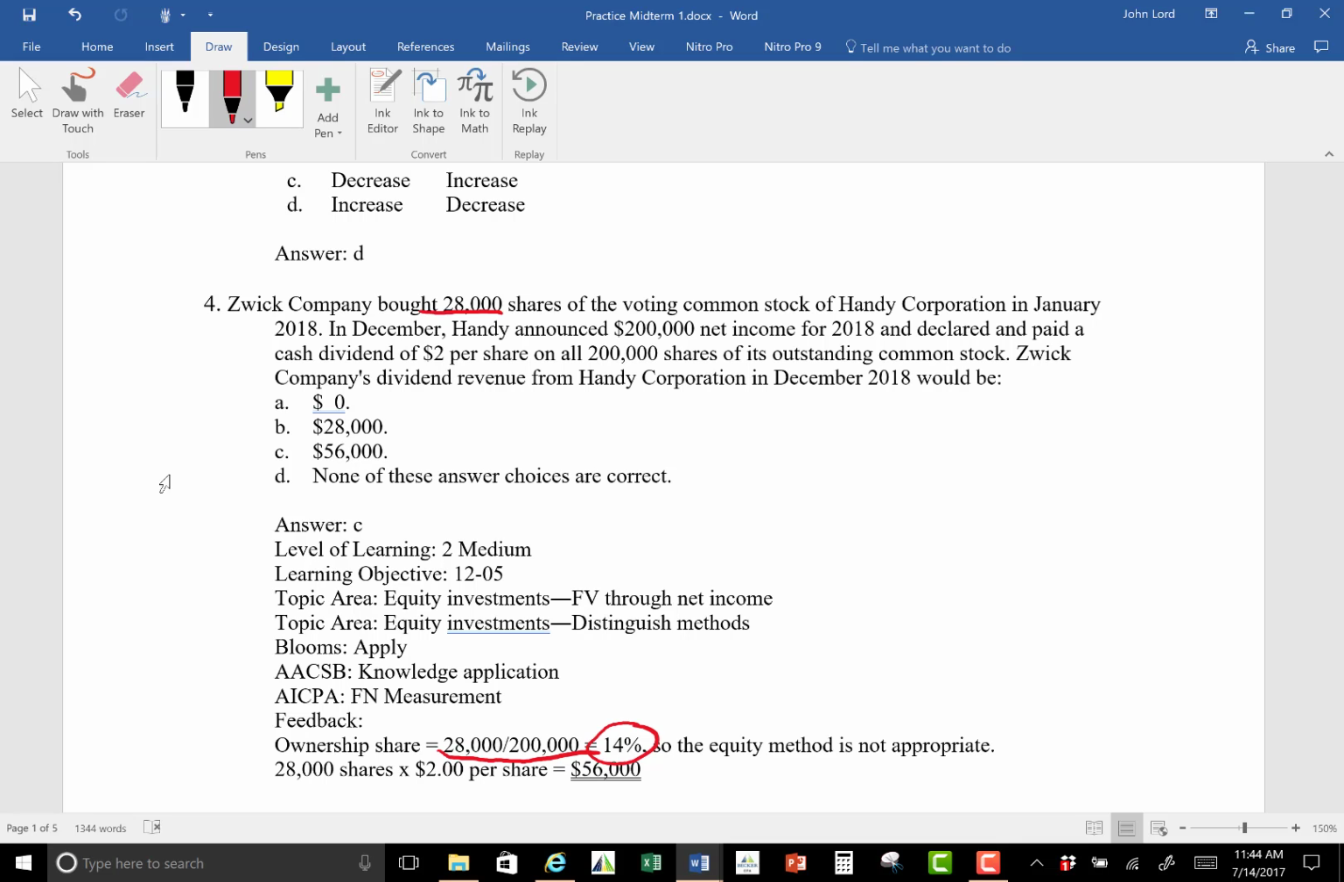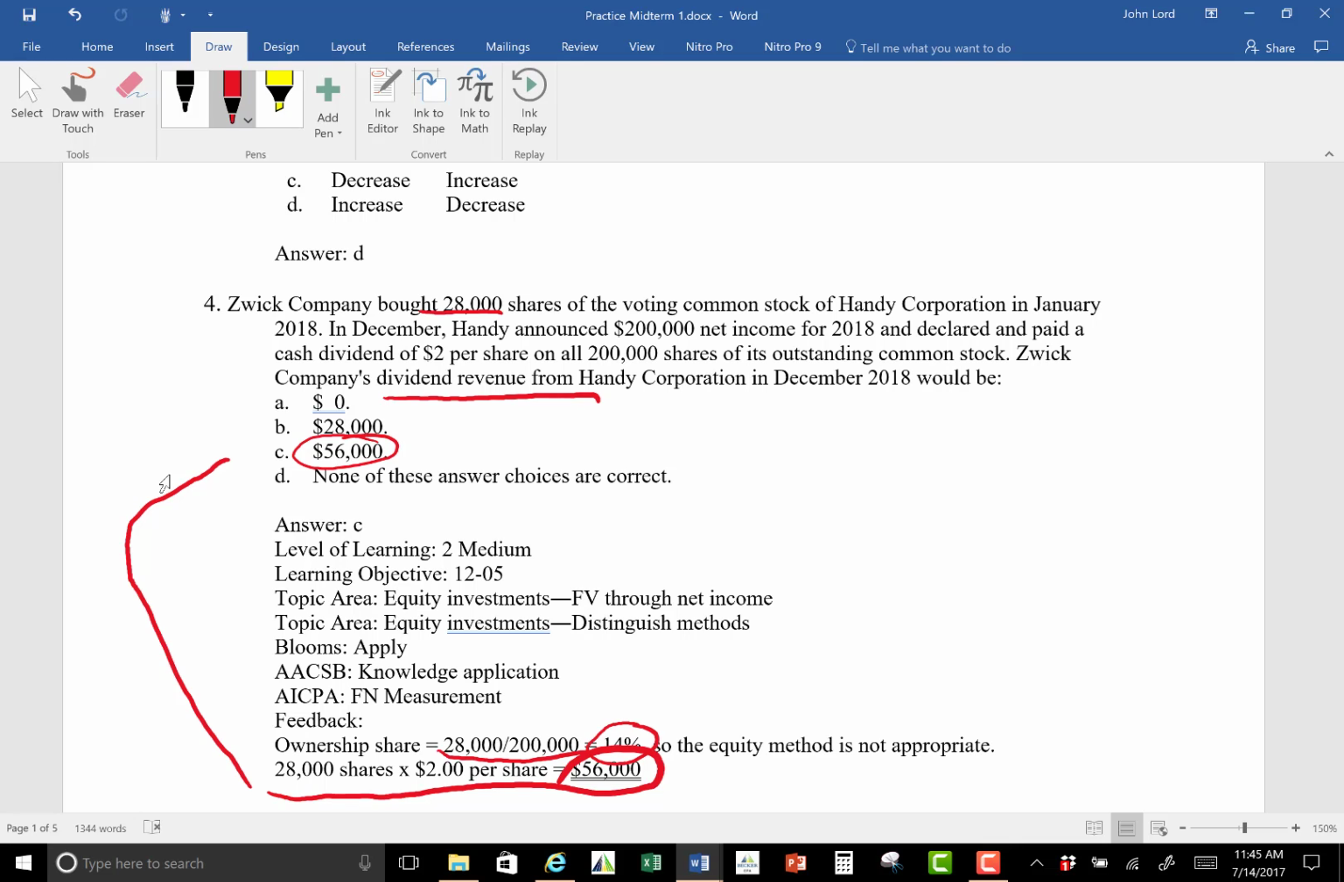Under the fair value through net income approach, our revenue on this is purely associated with the dividends, which at $2 per share for the 28,000 shares gives me 56,000, right? With the fair value through net income approach, when you're down below that 20%, you simply take the dividends as your income, right? Now let me ask you this.